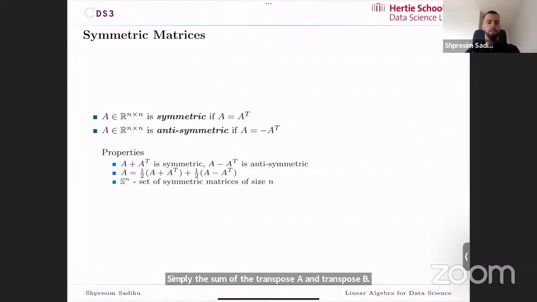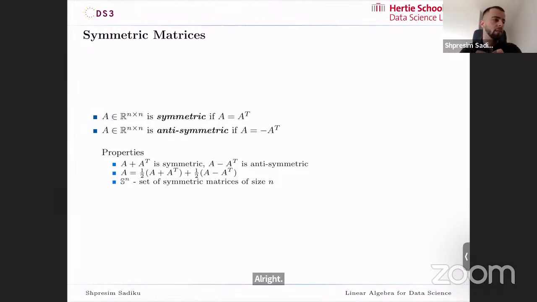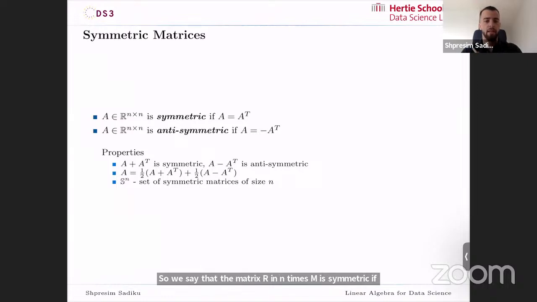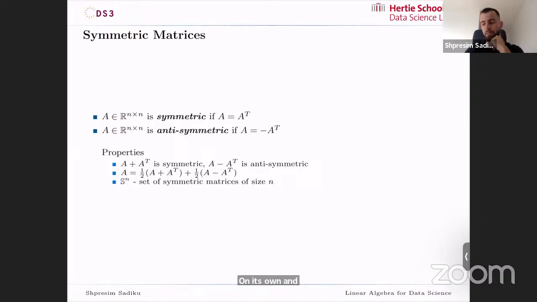All right. Then we also need symmetric matrices. So we say that a matrix A in R^(n×n) is symmetric if A equals its transpose. And we say that it is antisymmetric if A equals the negative of its transpose. Some properties that you can easily check are that the sum of A and the transpose of A is symmetric, and the subtraction of the transpose of A from A is antisymmetric.